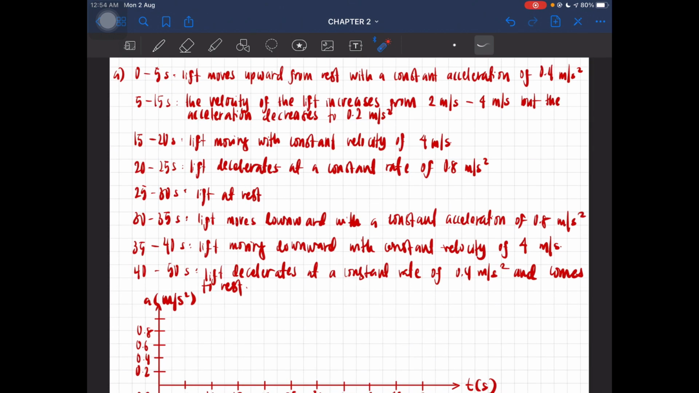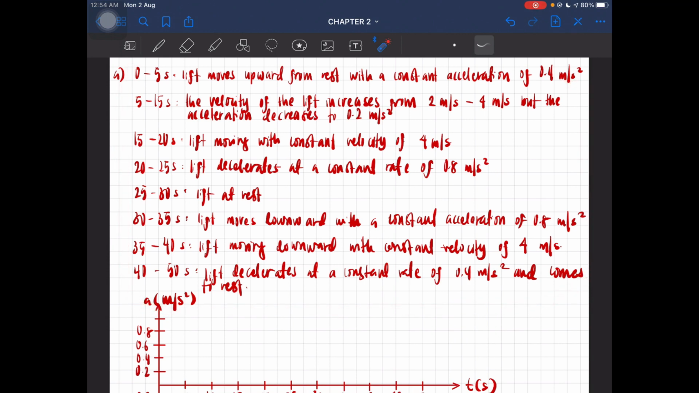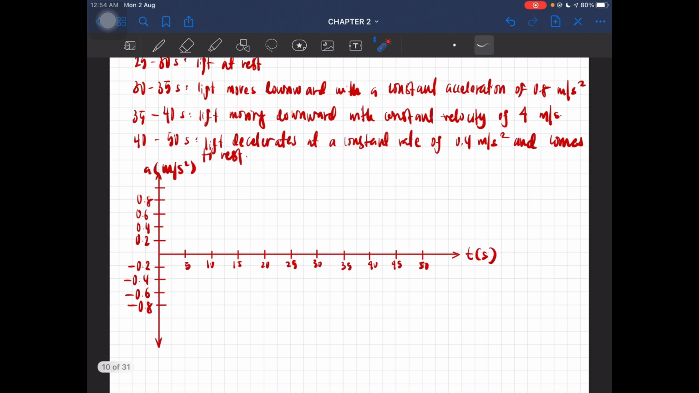Okay, so I've written down the qualitative explanation, which is this part here. So where do I get the numbers? This one is from the gradient of the graph lah. Okay, and then now we can do the acceleration against time graph together.